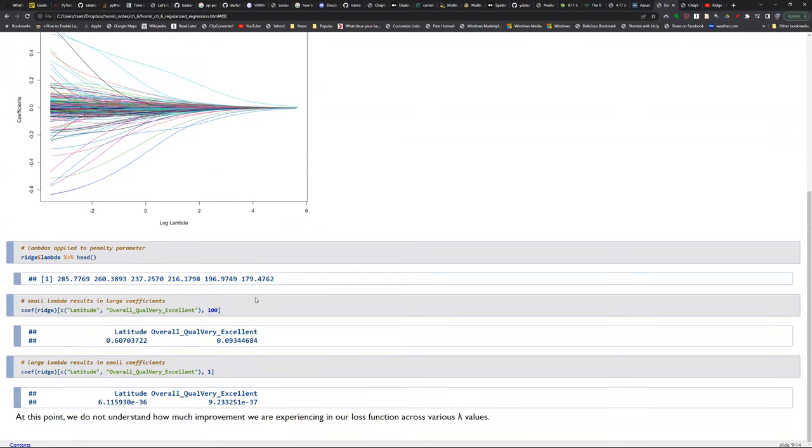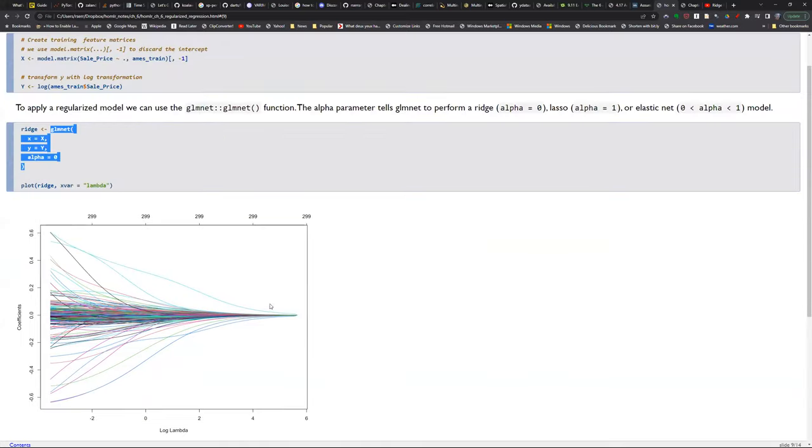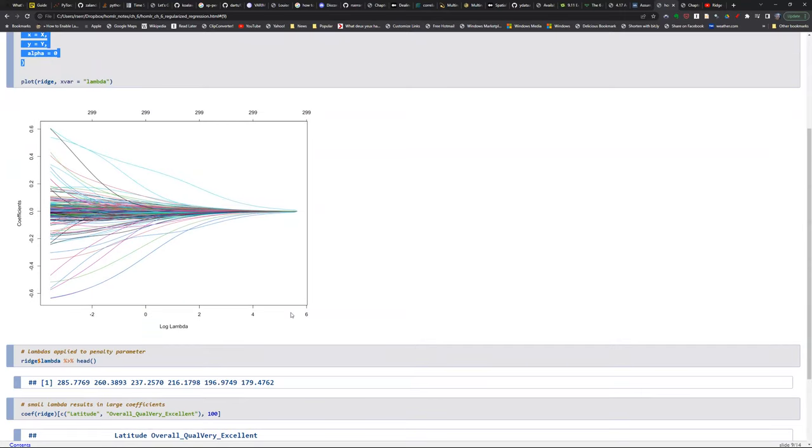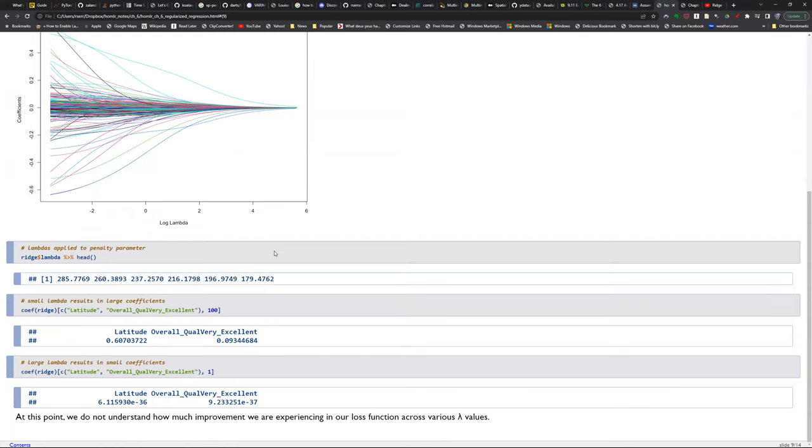I believe the default in this model, in glmnet, is 100. There's going to be a space of 100 different values of lambda, and then it's going to be applying them until we get, and we have to tune this, a minimization of an objective function. And we're going to do that next. Right now, we're just applying this model and visualizing what is the effect on all the predictors as lambda grows. All right.